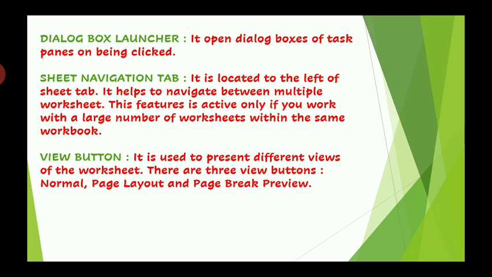View buttons. Now it is used to present different views of the worksheet. There are three view buttons. One is normal view, second is page layout view, and third is page break preview. When we work, we are working in normal view. If you want to change the settings of the size of the sheet, then you have to go to the page layout view. And if you want to see how it will come on my page when we take the printout, then we have to see in the preview page, that is page break preview.